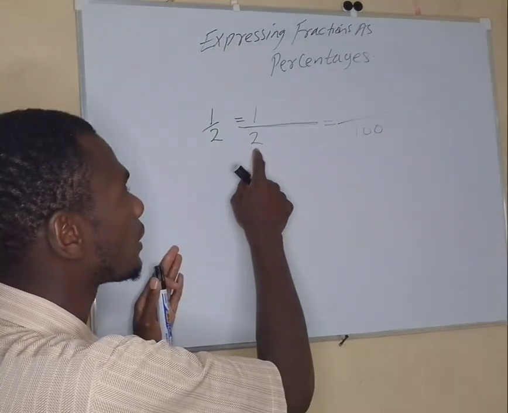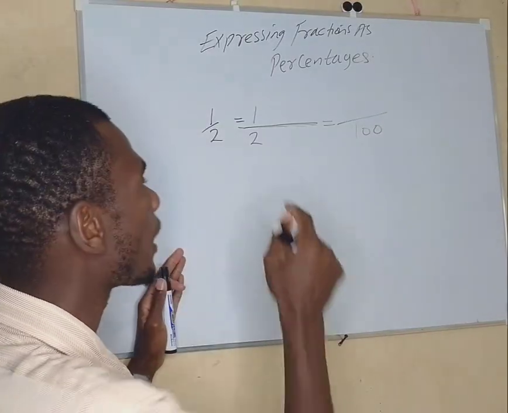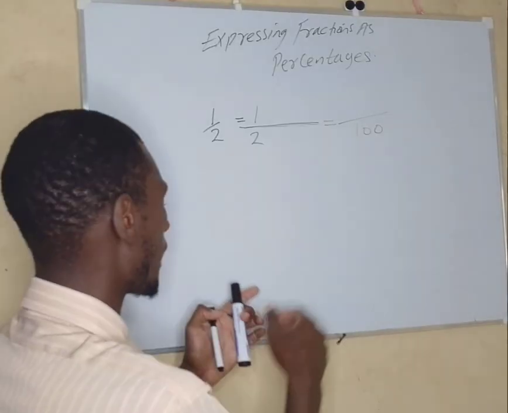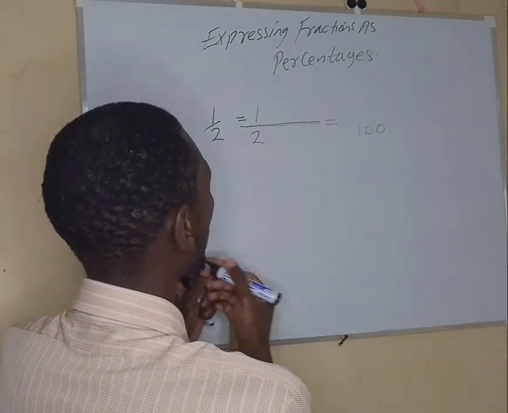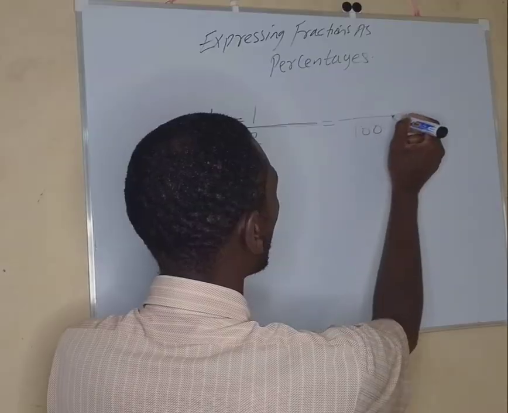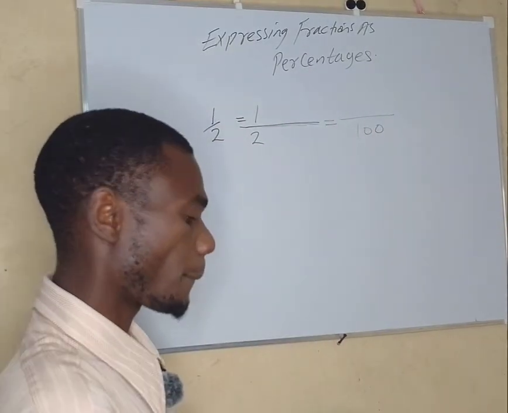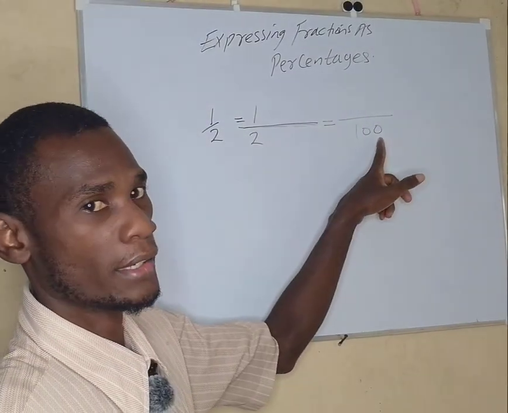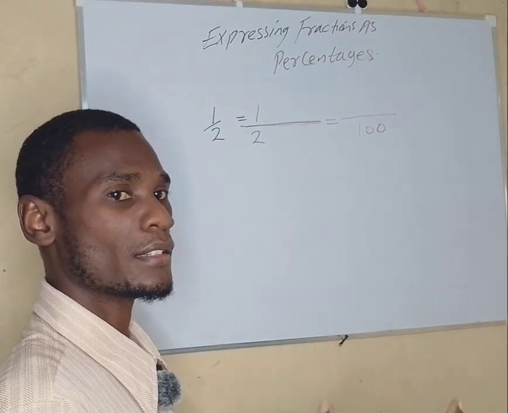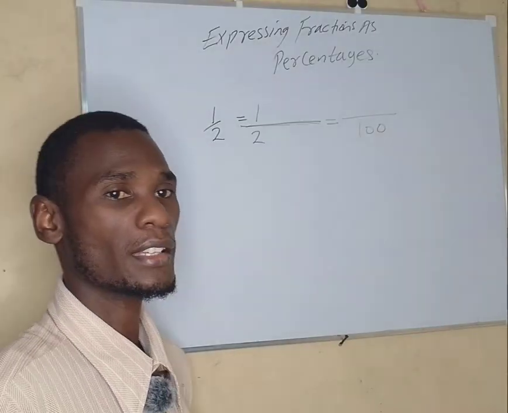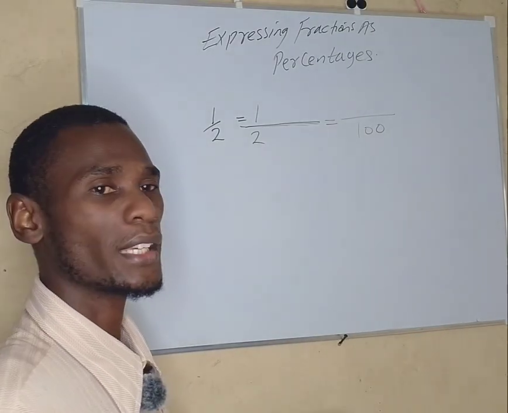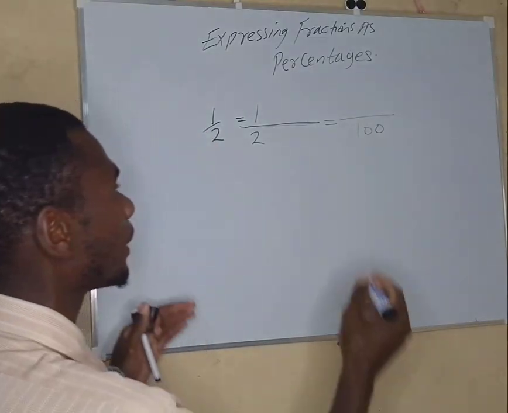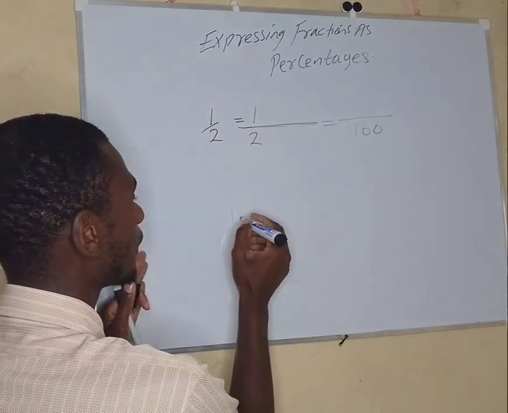So using the denominator, this 2, we want to look for a way to make it become 100. What can we do to 2 to become 100? The best thing is to look for a number that if we multiply it by this 2, we will get 100. And sometimes learners struggle to get these numbers. Maybe they can start by guesswork. Can it be 2 times 10? Can it be 2 times 20? Something like that.